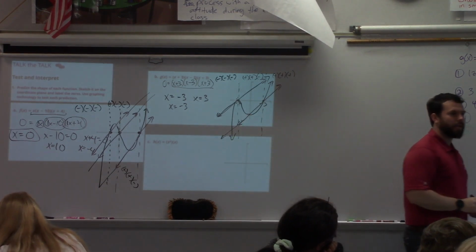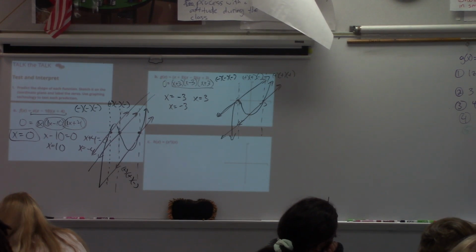Notice, what does that look like? Does that look like a cubic? Does that look like a third degree?